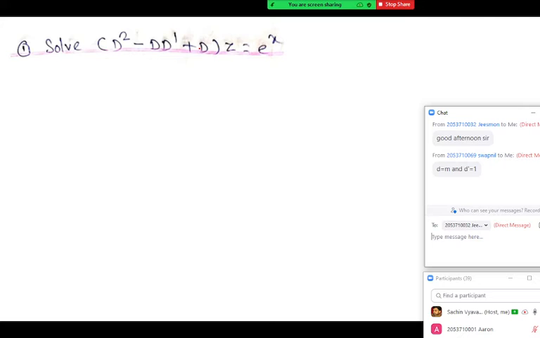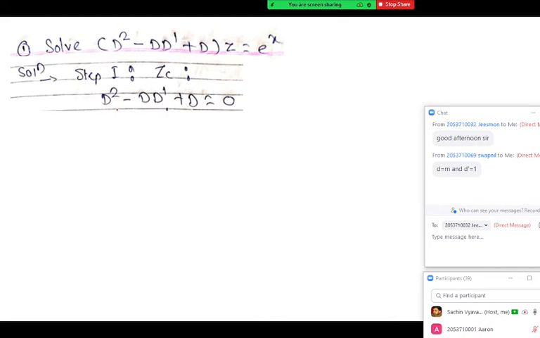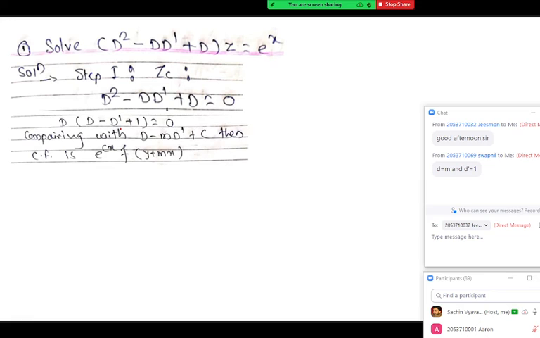So what are the factors? It is very straightforward. You will observe D can be taken common, and we are left with D minus D dash plus 1. Okay, so this is the way we should start with the auxiliary equation. First of all, I write D square minus DD dash plus D equal to 0. We can take D as common, and when we take D as common, it leaves D into the bracket (D minus D dash plus 1) equal to 0.